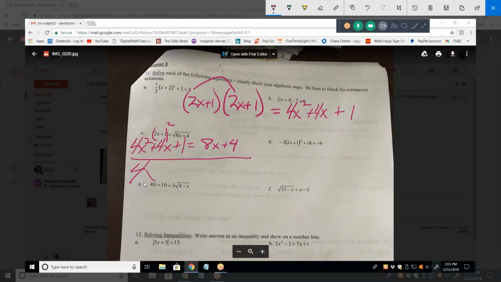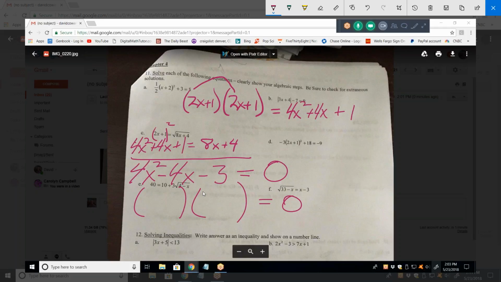Well, I already got the 4x squared on this side, so I'm going to bring everything over to the left. This becomes minus 4x, and this becomes minus 3. And that is equal to 0, because that's what's left on the right side when I move that 8x and 4 over. Now, it's always worth a shot at factoring them, because that is by far the easier way to solve it, rather than to go to the quadratic formula.